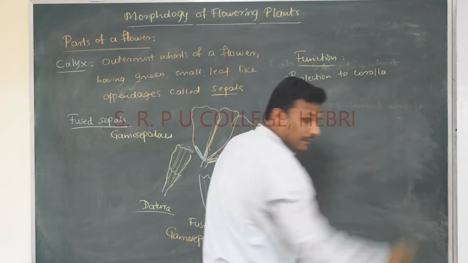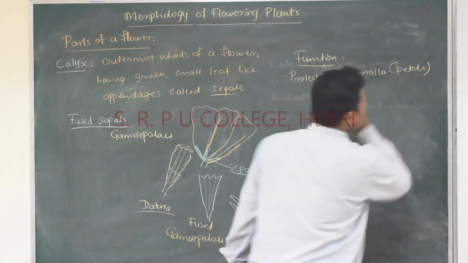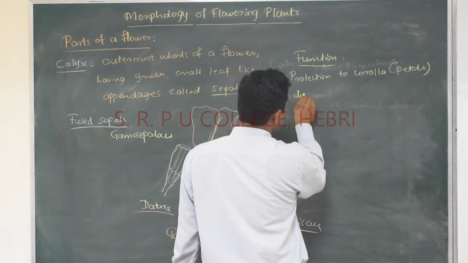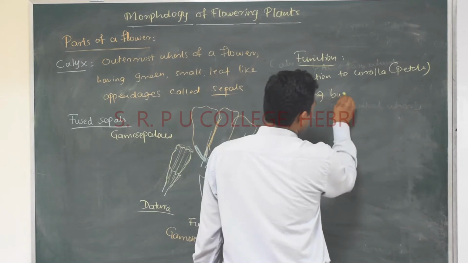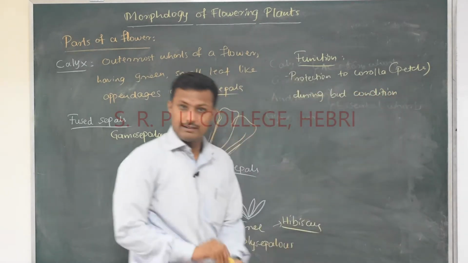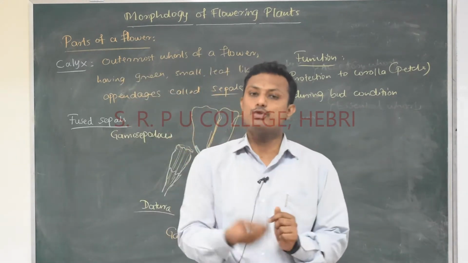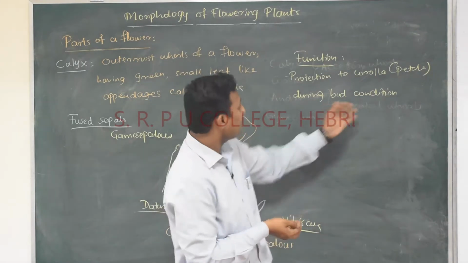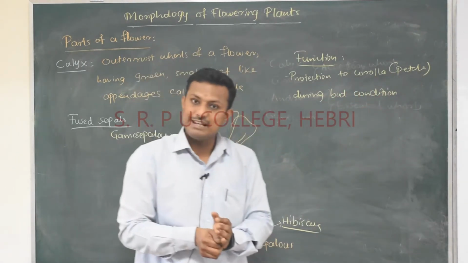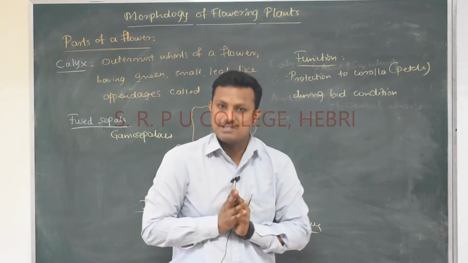The corolla, whose appendages we again call petals, especially in the bud condition. During the bud condition, okay, the flower before it opens up. So in the bud condition, the petals are being protected by the sepals. You notice any flower in the bud condition, so it will be completely covered by the sepals.